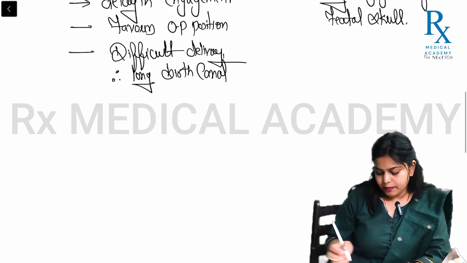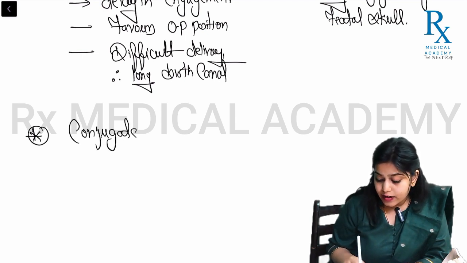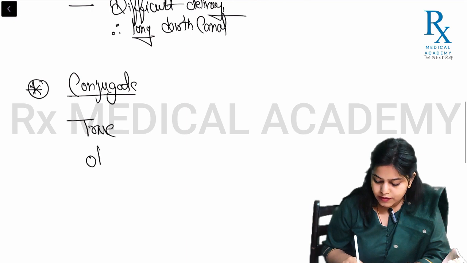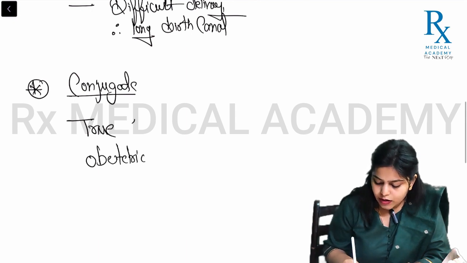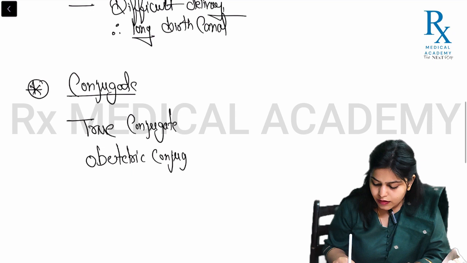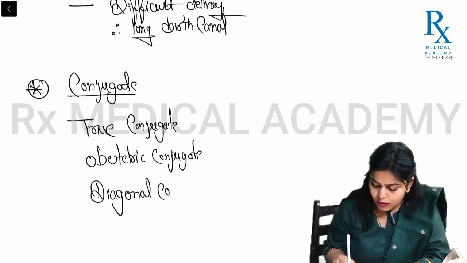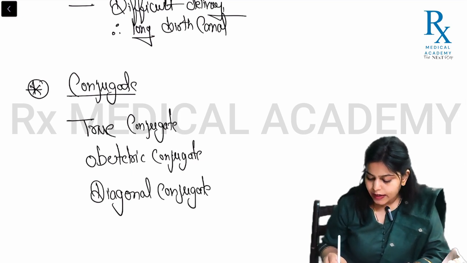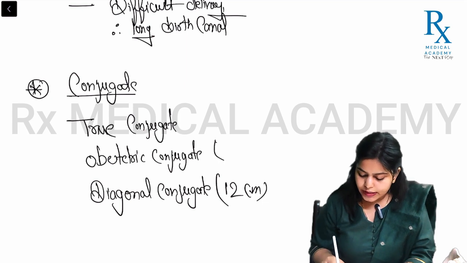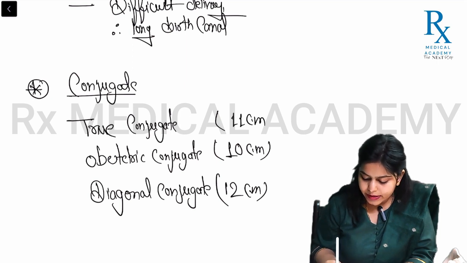Okay. So let's talk about conjugates. There are three conjugates. One is the true conjugate, another one is the obstetric conjugate, and the last one is the diagonal conjugate. Okay. Diagonal conjugate is around 12 centimeters, obstetric conjugate is 10 centimeters, while true conjugate is around 11 centimeters.